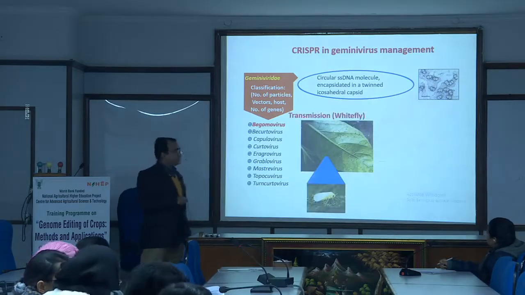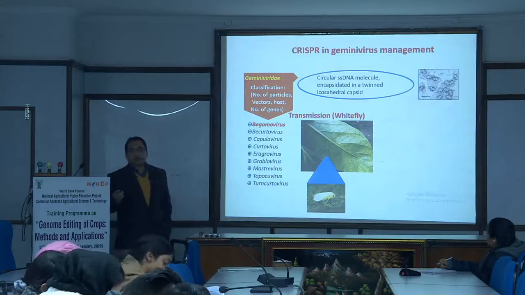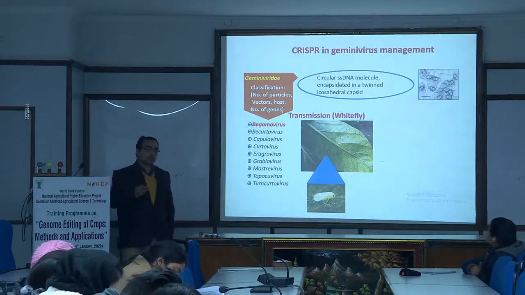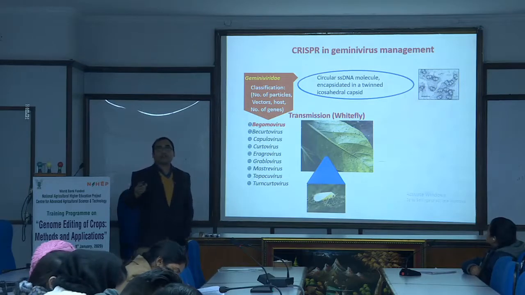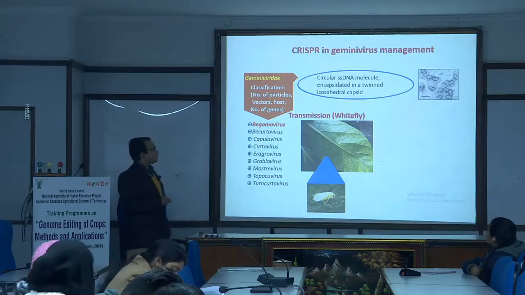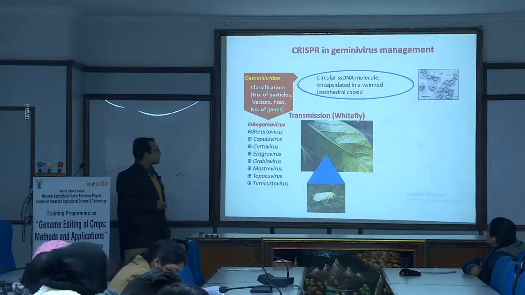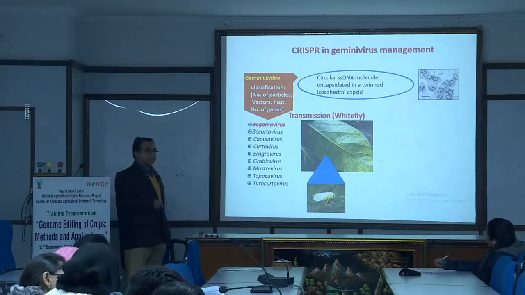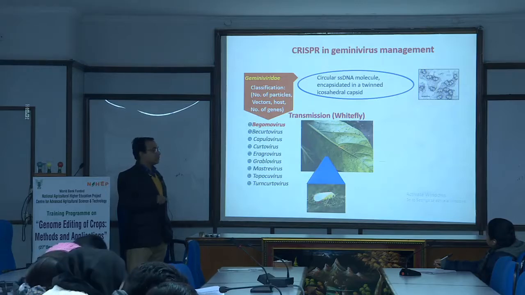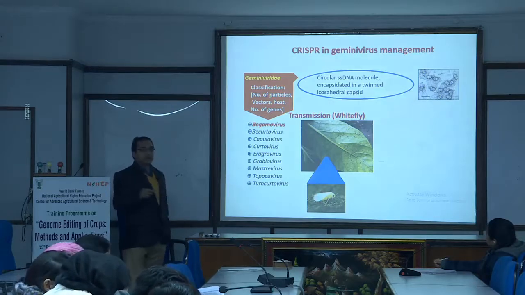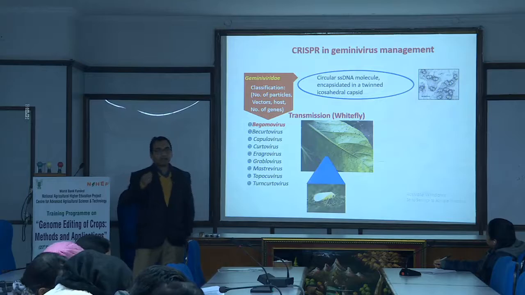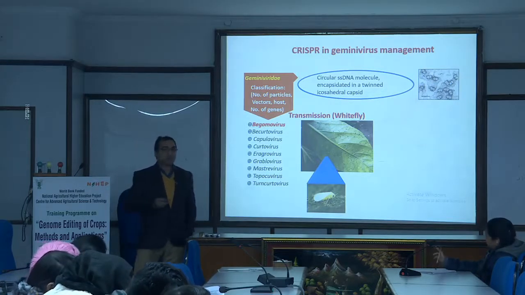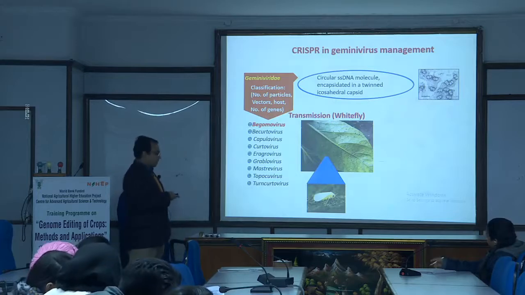They are transmitted by a small insect, just like in humans, dengue and other diseases are transmitted by mosquitoes. Plant viruses are also transmitted by different insects. One such insect is the whitefly, a small white insect. In the zoom you can see this is the insect which feeds on the leaf. It takes the virus from the infected plant and infects the healthy plant to transmit the disease.